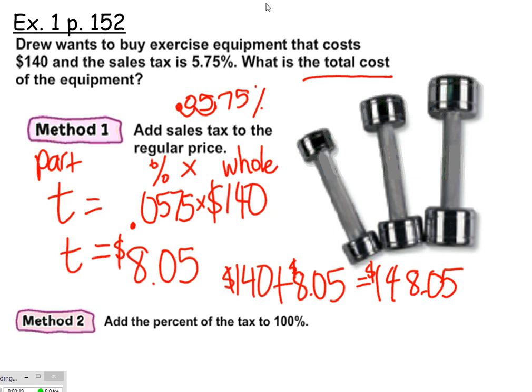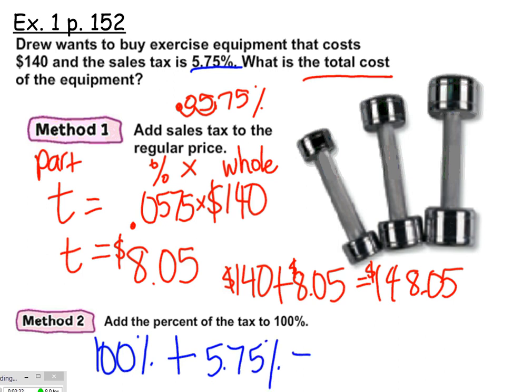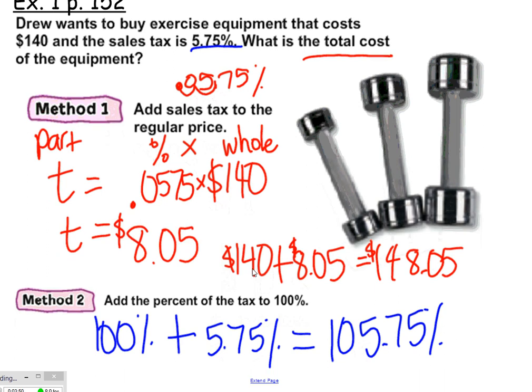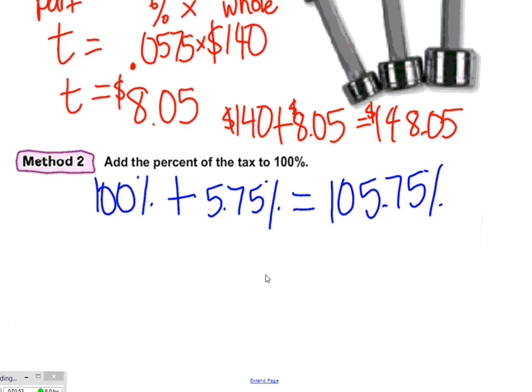We can start by adding 100% for the original price, plus the percent of sales tax, which is 5.75%. When you add those percents together, you get 105.75%. Now you can multiply this, percent times the whole amount. So now we have 105.75. Let's change that into a decimal. Move it 2 places to the left.